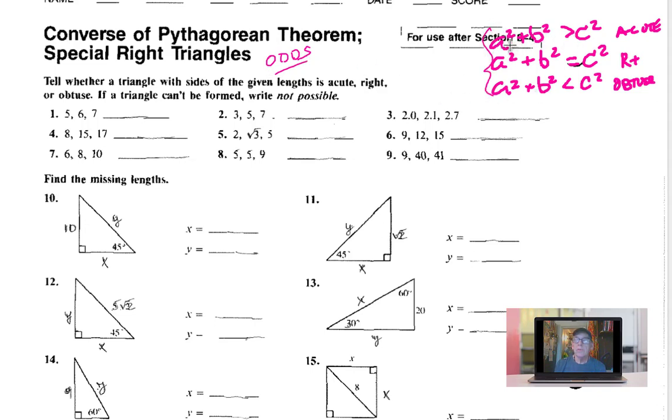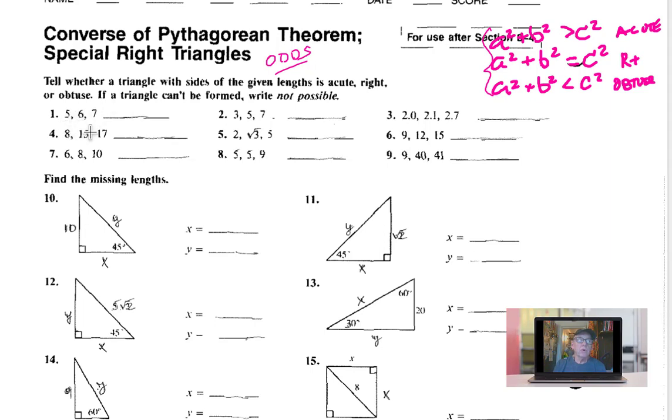This is important. If a squared plus b squared is bigger than c squared, then all the angles are less than 90 degrees. If a squared plus b squared is equal to c squared, we have a right triangle. And if a squared plus b squared is less than c squared, we have an angle in that triangle that's going to be greater than 90, which makes it an obtuse triangle. So we're going to do the odds on this first section.